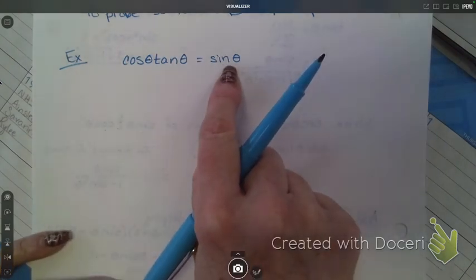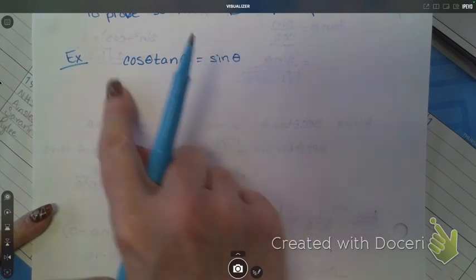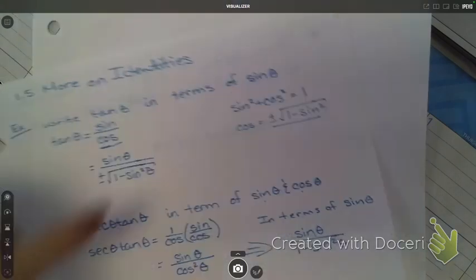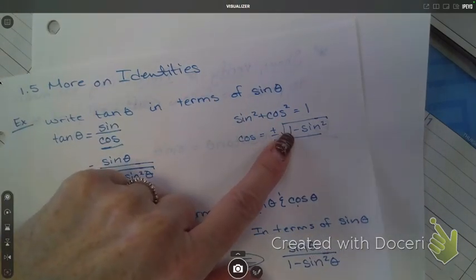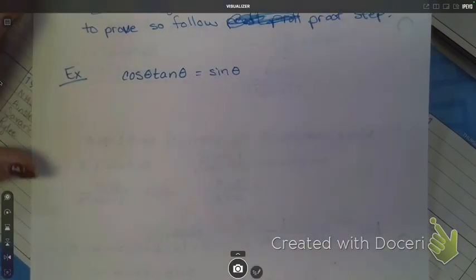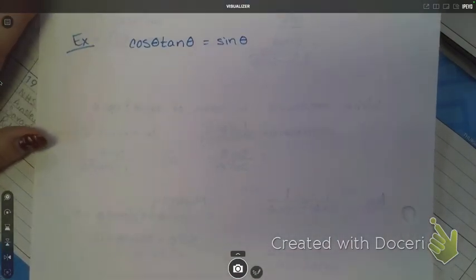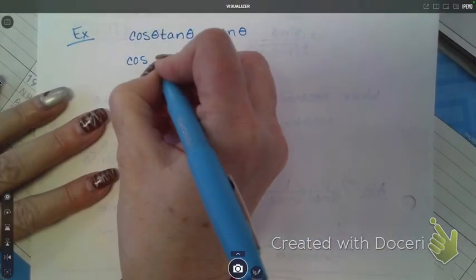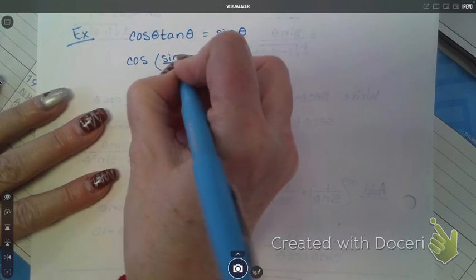So we obviously want to turn these into something. What do you want to try? You've got Pythagorean, reciprocal, or ratio identities. Probably don't want to put cosine into sine because then you have a square root, and we don't want to do that unless we have to. But what could we do with tangent? Sine over cosine. So I have cosine times sine over cosine.